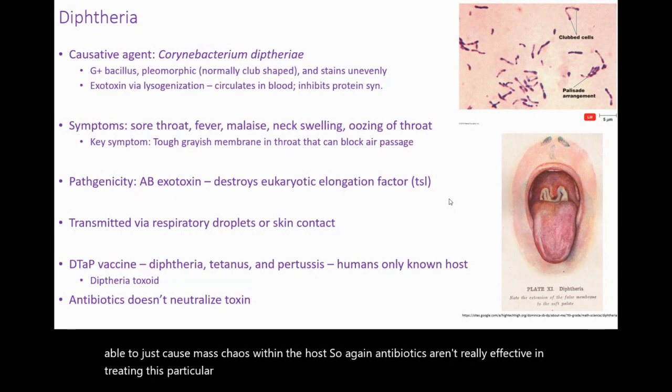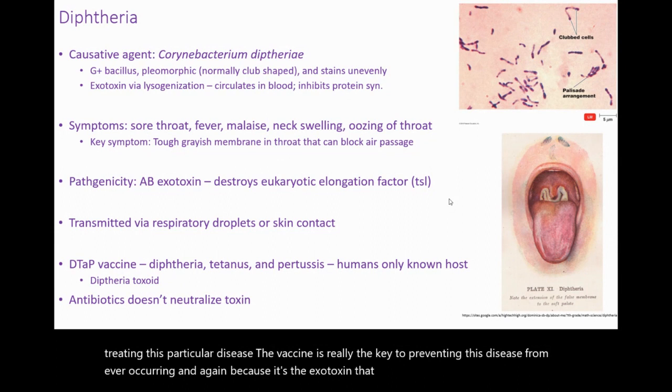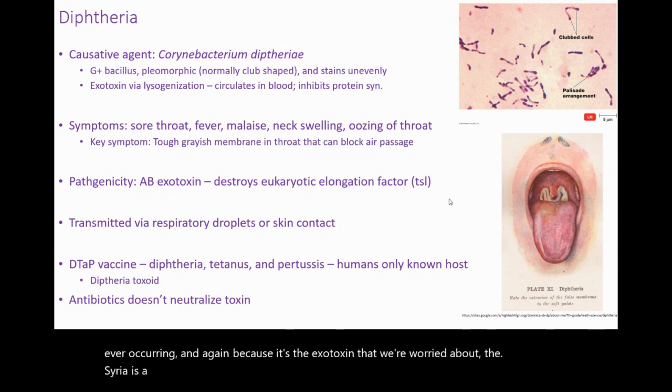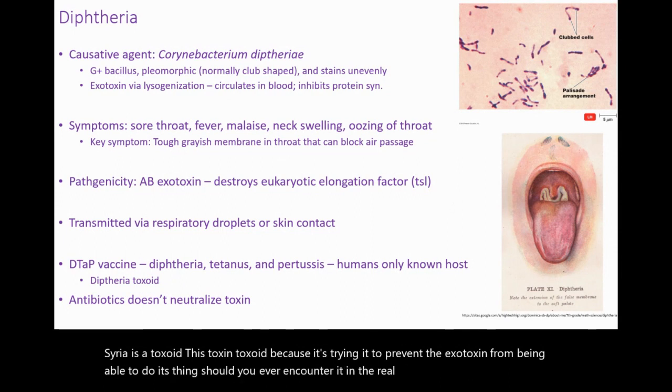The vaccine is really the key to preventing this disease from ever occurring. And because it's the exotoxin that we're worried about, the diphtheria component is a toxoid. This toxoid is trying to prevent the exotoxin from being able to do its thing should you ever encounter it in the real world.